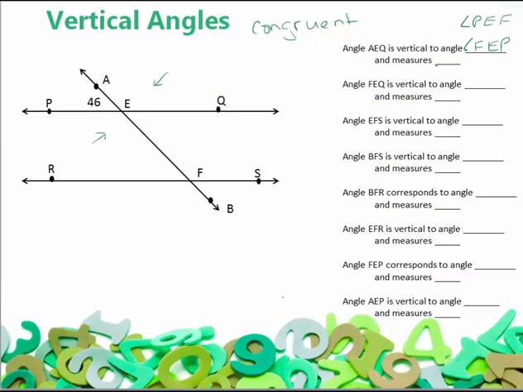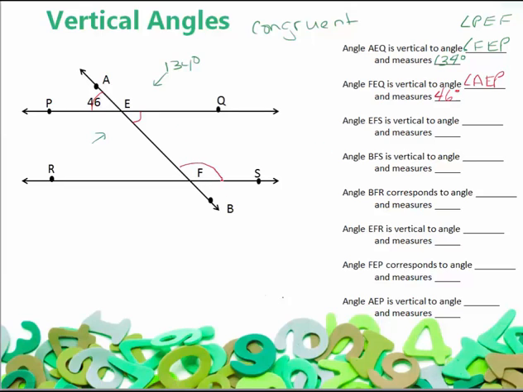Now the nice thing about vertical angles is that they are congruent. So once I know that angle AEQ equals 134 degrees, and we know that because there's a straight line, and straight lines equal 180, I also know that angle FEP equals 134 degrees. If I'm looking at angle FEQ, it is a vertical angle. Where is it vertical to? FEQ is vertical to AEP. Since AEP is 46 degrees, both of those also equal 46 degrees.